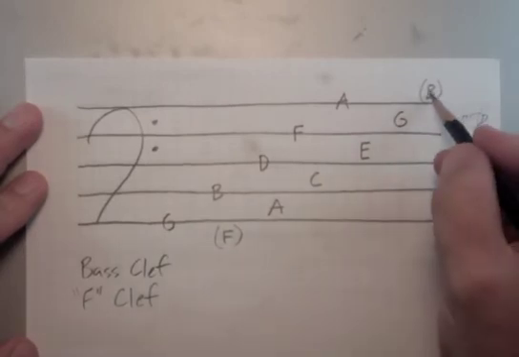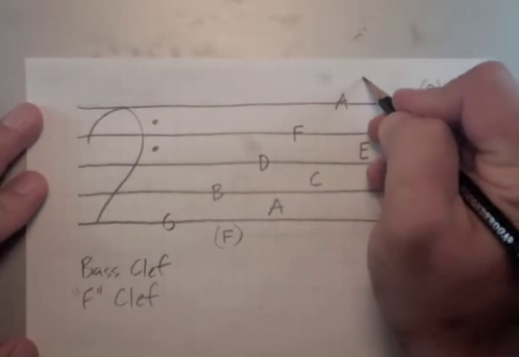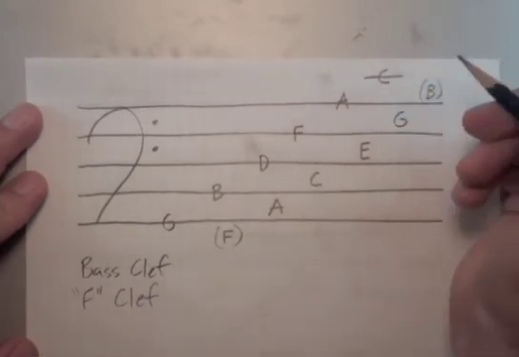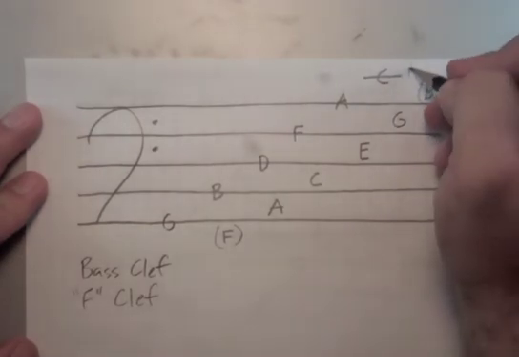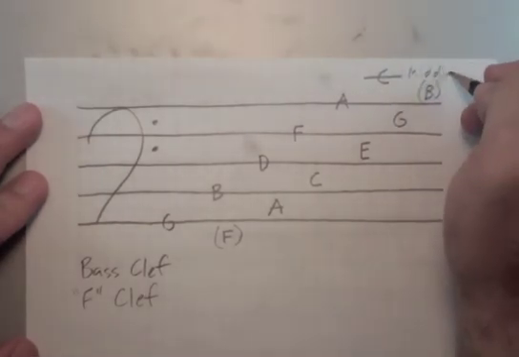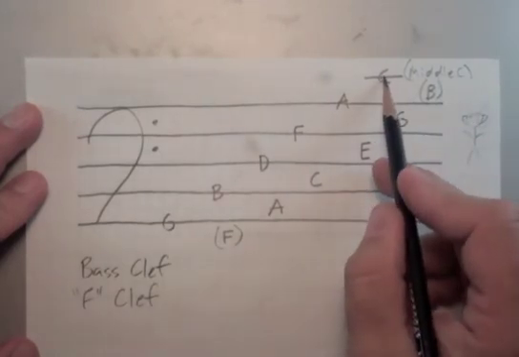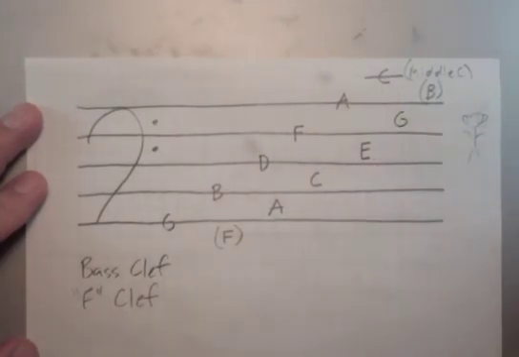Now if we go one more step above that B, so we need our first ledger line, this is C. And this is actually middle C. So a note that falls here is a C, and it's that C that's right in the middle of the keyboard. And so I don't know if I have as many funny antics about bass clef as I do for treble clef, but this is the bass clef.